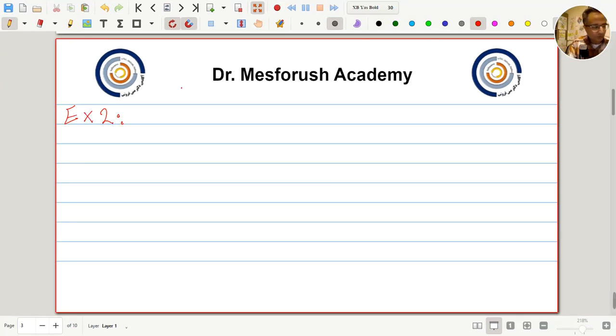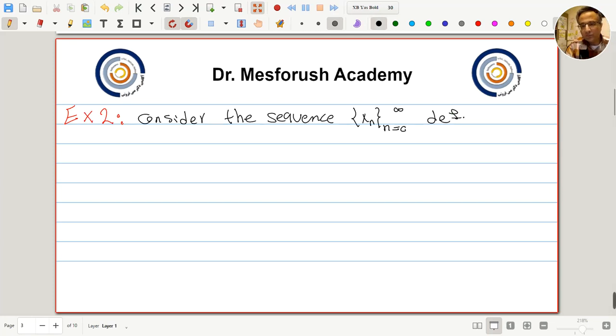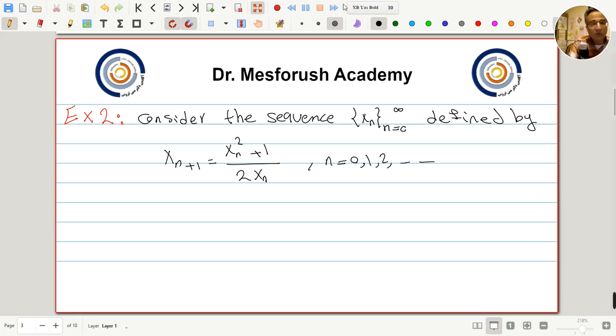Example number 2. Consider the sequence x_n, n equal to 0 to infinity, defined by x_{n+1} equal to (x_n squared plus 1) over 2x_n for n equal to 0, 1, 2, and so on.